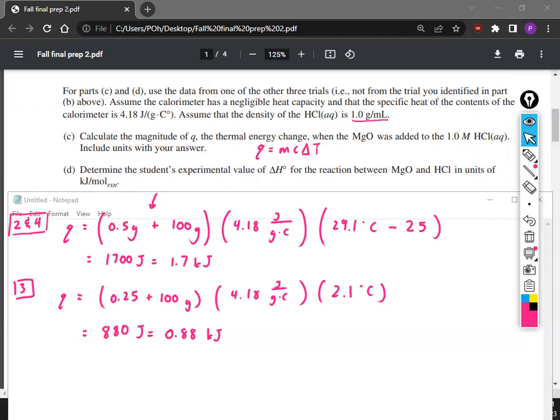Also for this one, you could pick any of the trials, and I'll show you both of them if you guys want.